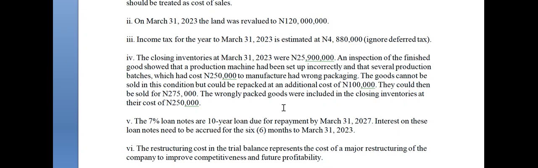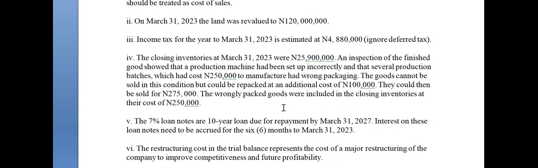If they can sell it for 275,000, what is the cost of that product? For you to determine the cost, since they said there's an additional cost of 100,000, we were told. You see, this question, ordinarily they are supposed to just tell us that after all the repackaging, the total cost is this amount. But they are now making you think logically as a professional that you have to determine exactly what will be the cost of production. You know, the cost of production is marked up to the sales value. Hope you know that.